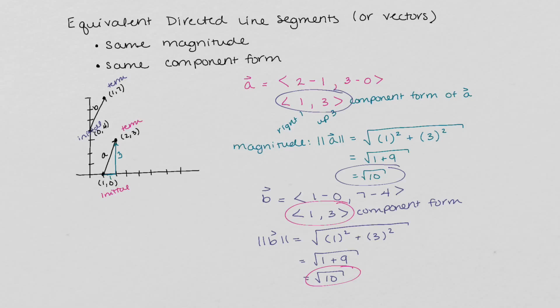So we've done that. And now we can ask ourselves, are these two vectors equivalent? Is vector A equivalent to vector B? Are they equivalent? And the answer is yes. And the reason they're equivalent is because their component forms, oh my goodness, typos all over the place, guys.